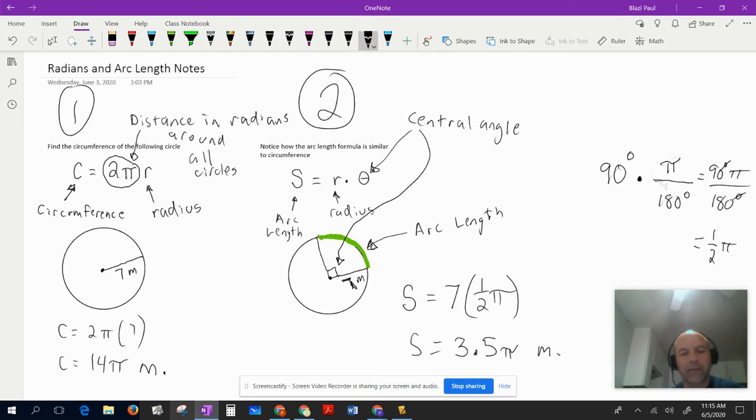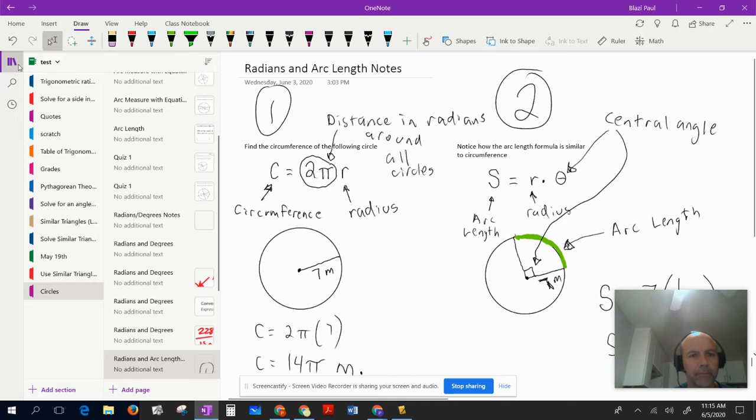All right, I'm hoping that that's helping you to understand a little bit more of arc length. All right? So let's go ahead and do a couple more problems here.